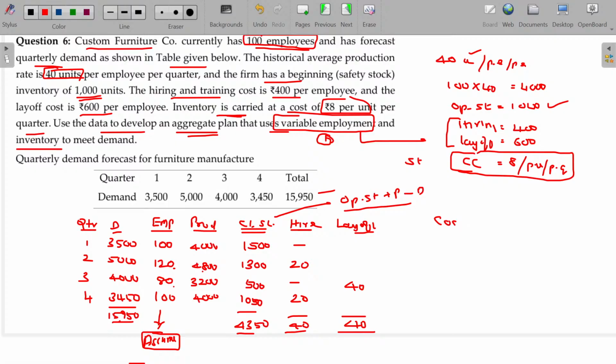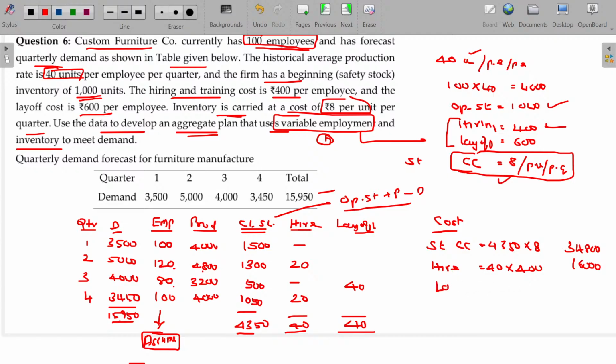Now find out the cost. For stock holding, carrying cost: 4,350 into per stock per quarter cost is 8 rupees. Come on, find out the full value. 34,800. For hire cost, 40 employees hired. For every time we have to spend for hiring one employee, 16,000.